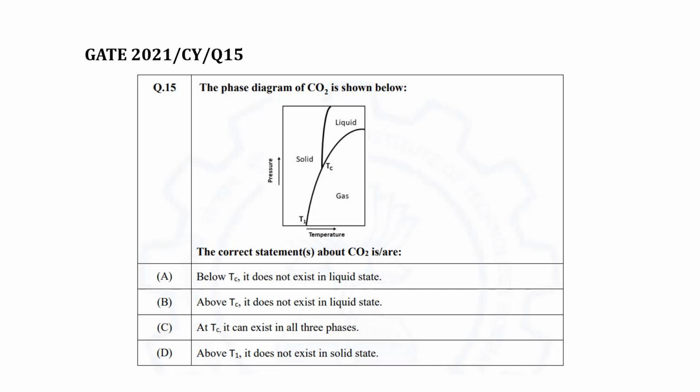A is, below Tc, it does not exist in liquid state. B is, above Tc, it does not exist in liquid state. C is, at Tc, it can exist in all three phases. And D is, above T1, it does not exist in solid state.